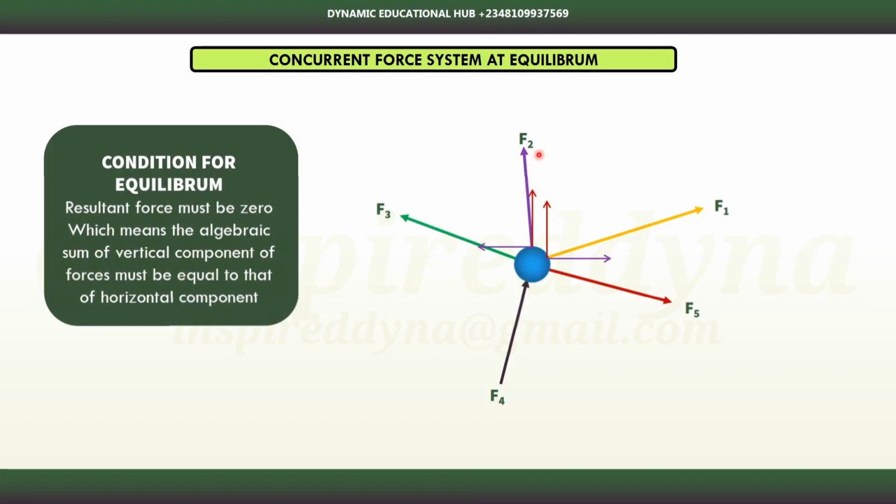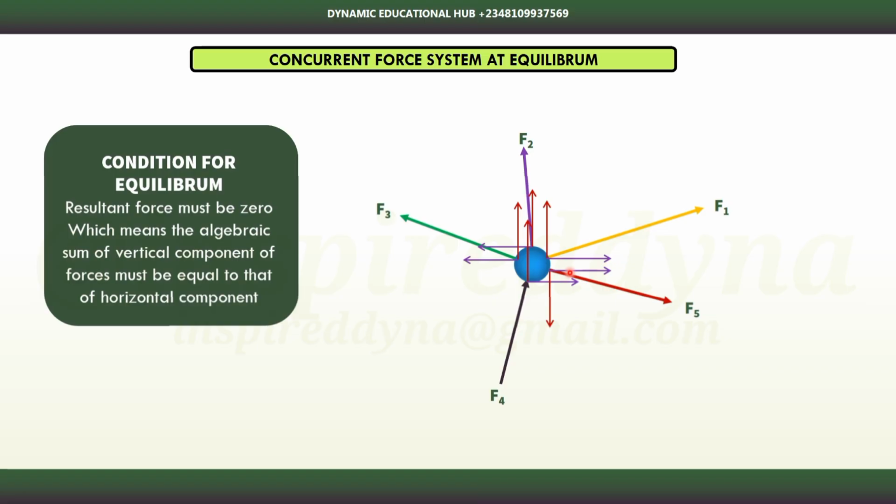It will try to pull this object upward and leftward. What about F3? F3 will try to pull this object upward and leftward. What about F4? Now we will draw it here. F4 will try to pull this object upward and rightward. What about F5? Look at the direction. It will try to pull this object rightward and downward. Now let's analyze it. These ones are horizontal components, and look at it.